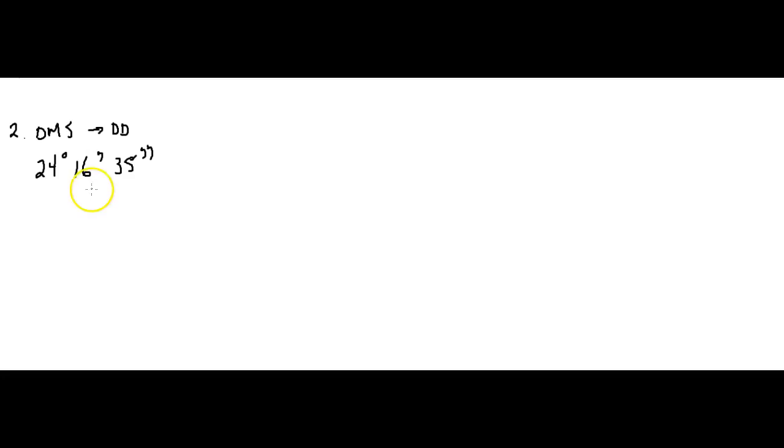Okay, the second type we want to look at is converting DMS to decimal degrees. And so I have an angle here in DMS, degrees, minutes, seconds. Remember, this means that there are 16/60ths of a degree and 35/3600ths of a degree. So these are very small portions of this degree. This degree sits between 24 and 25, so we're looking for a 24 point something.